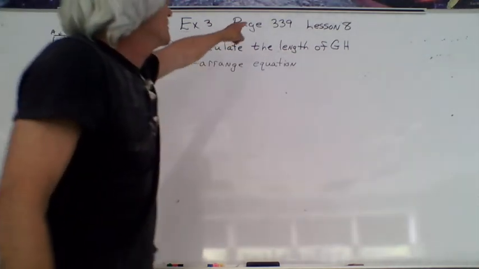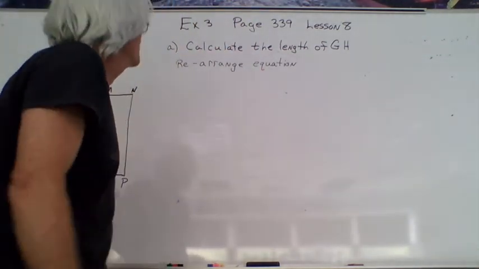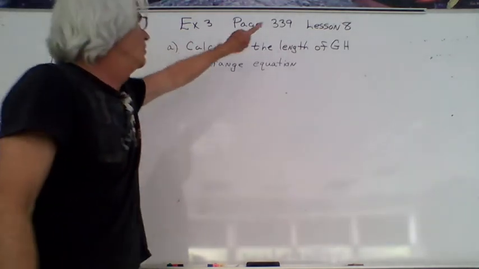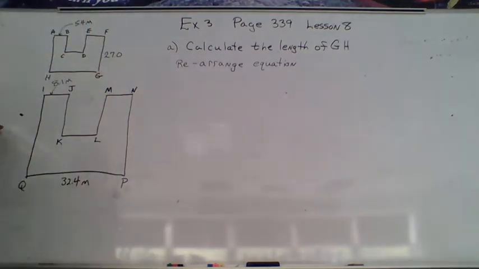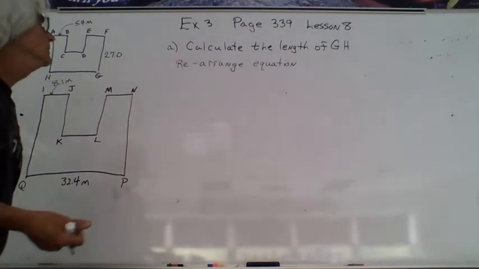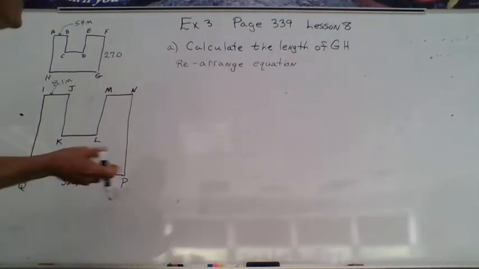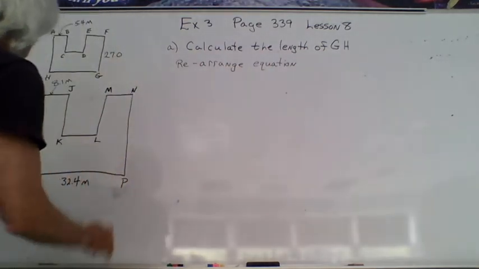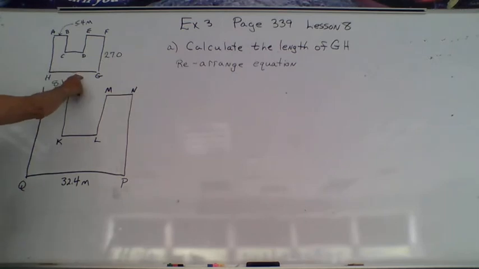Example 3, page 339, or second part of lesson 8. What they did here, again, you might want to follow along in the textbook. They gave me this figure here. And then they gave me a second figure. And the second one is an enlargement of the first one. So I know that they're similar. So they asked me to calculate the length of GH. So they want me to calculate out the length of this one right here.